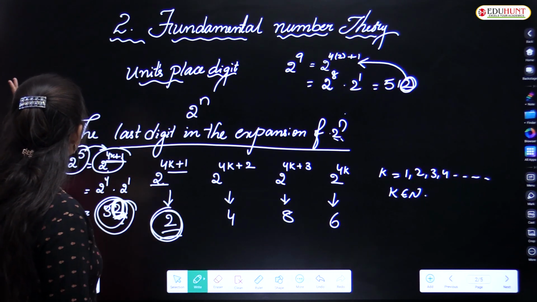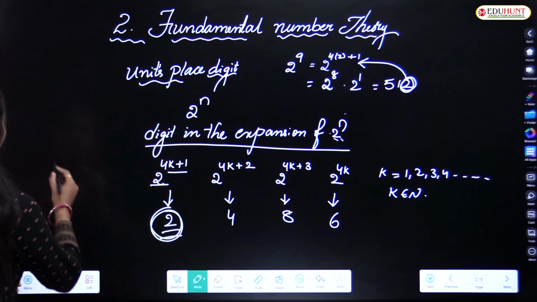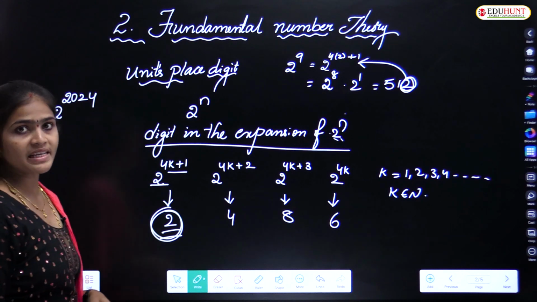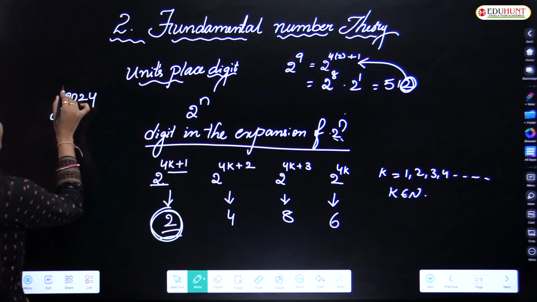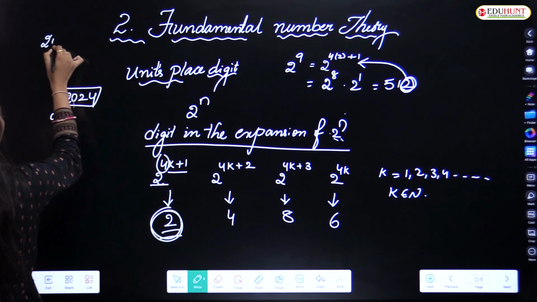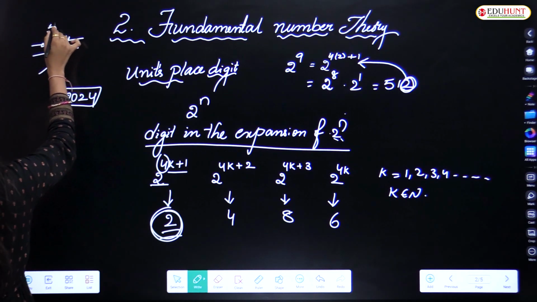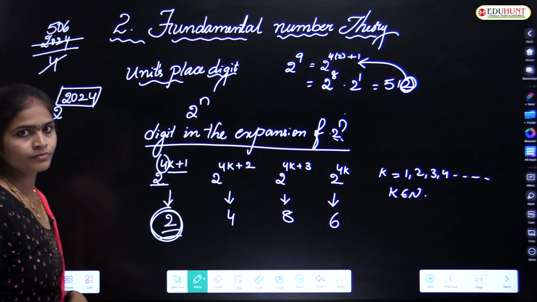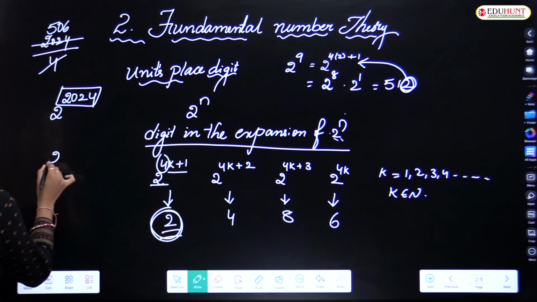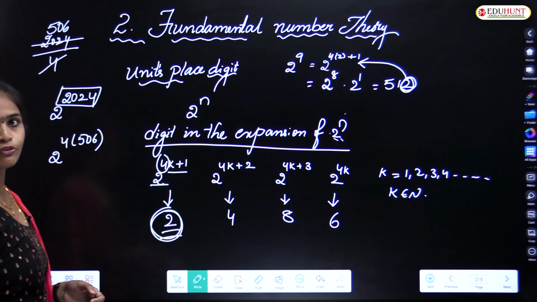At the starting I asked you one question. Now what is that? 2 power 2024. What is the units place digit? So first 2024 should be divided by 4. 4 5s are 20, 0, 4 6s are 24. 4 into 506 is equal to 2024. So we can express this number as 2 power 4 into 506.